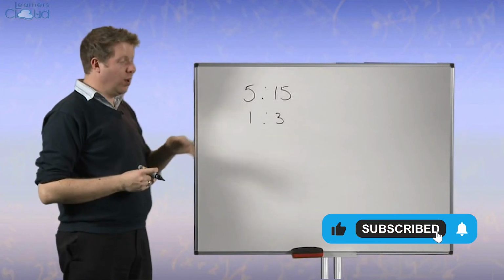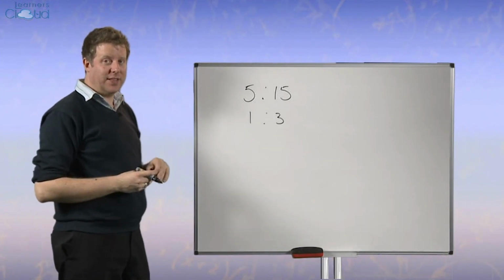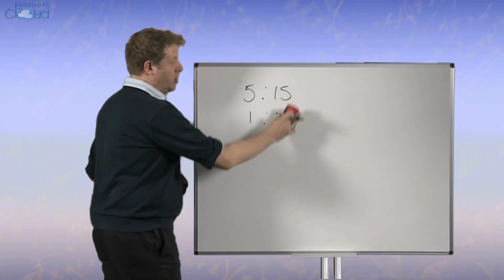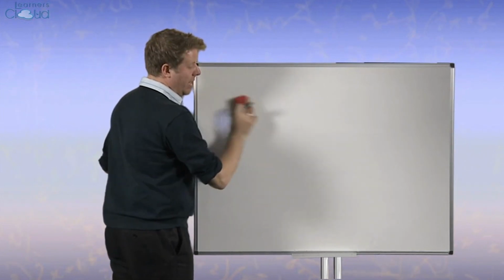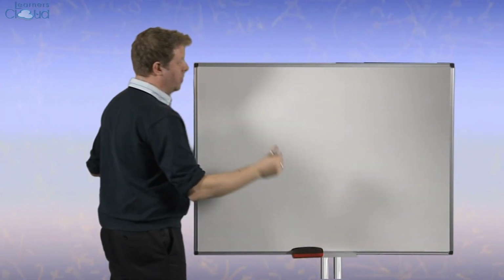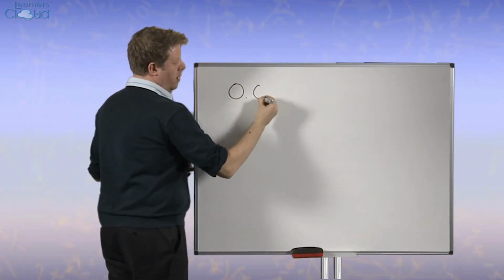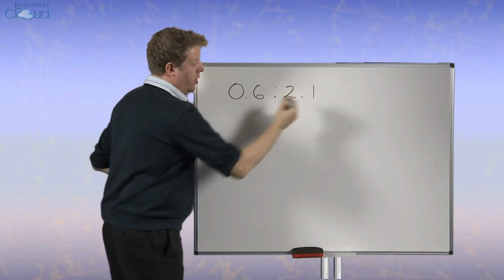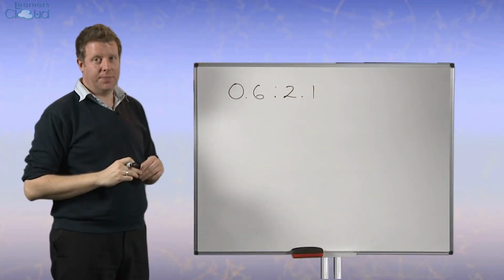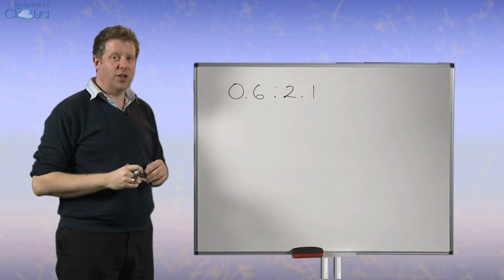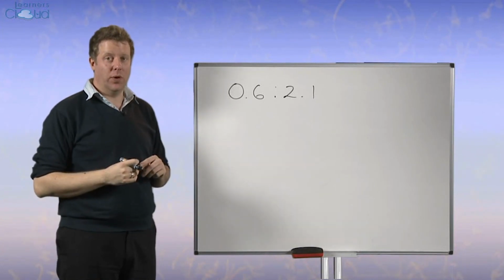But unfortunately for you at higher level, they don't stay at this simple level. We need to be able to do some slightly more complicated ones. So let's look first of all at simplifying a ratio that has two decimal numbers in it. Now the first thing we have to do here is to get rid of those decimal points.